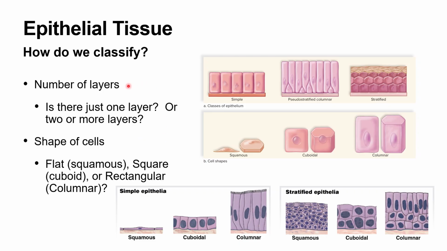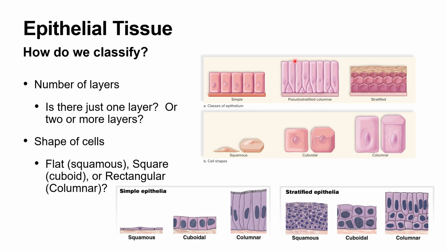So we'll start with the layers. It's going to come down to, is there one layer or is there two or more layers in our tissue sample? If we have a tissue sample that has simply one layer of epithelial cells to it, this is going to be what we call simple epithelial tissue. If we have two or more layers of cells in our epithelial tissue, this is going to be what we call stratified tissue.